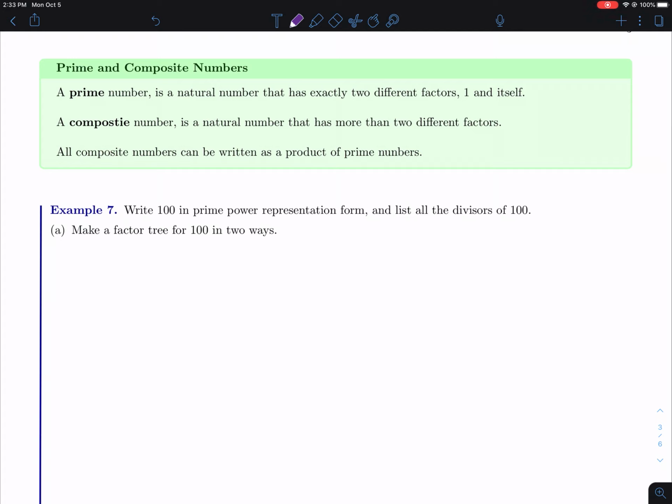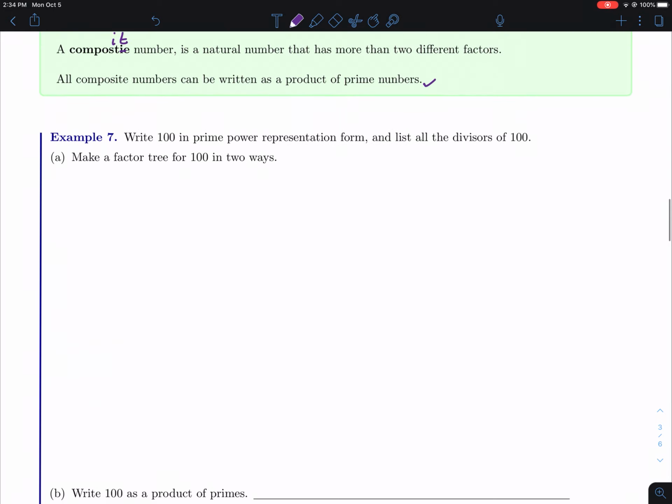All right, so here again, I kind of summarize what the definitions of prime and composite number are for you. So again, a prime number is a natural number that has exactly 2 different factors, 1 and itself. Composite, I can't spell composite apparently. A composite number is a natural number that has more than 2 different factors. And so all composite numbers can be written as a product of prime numbers. And that's going to be important because we're going to use that a lot later on.